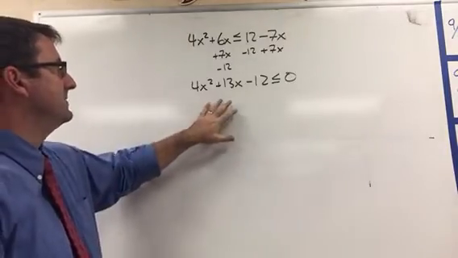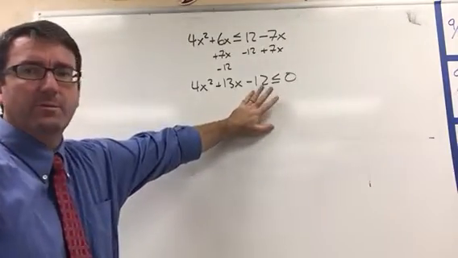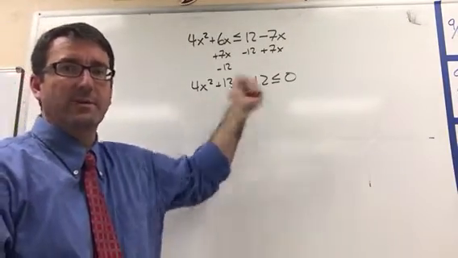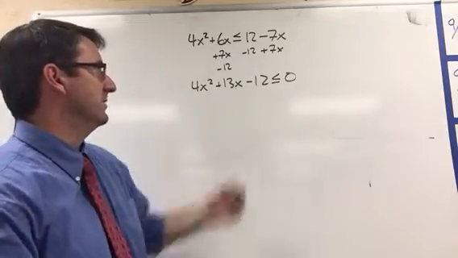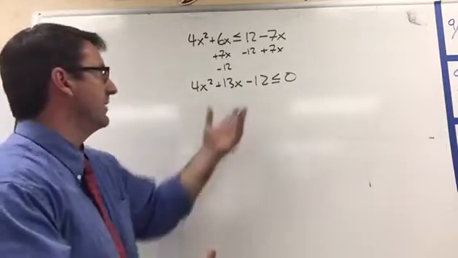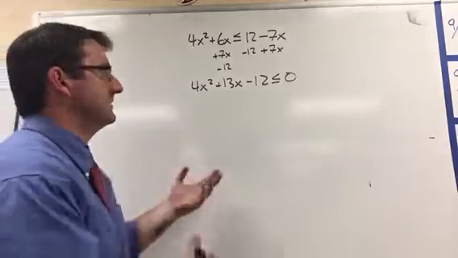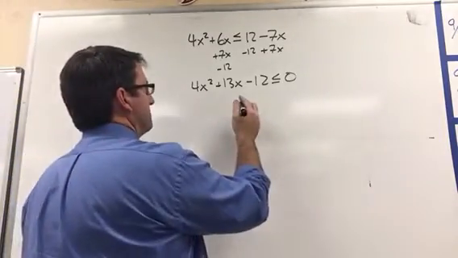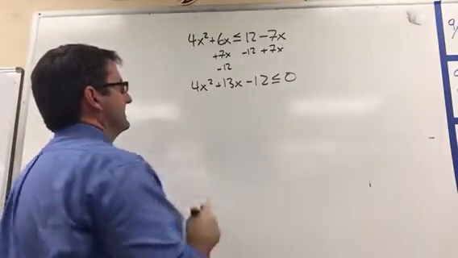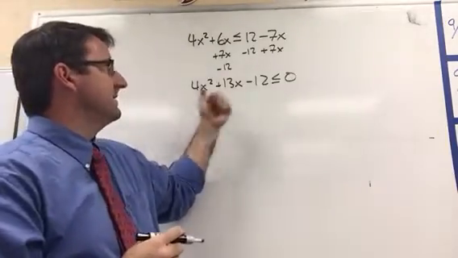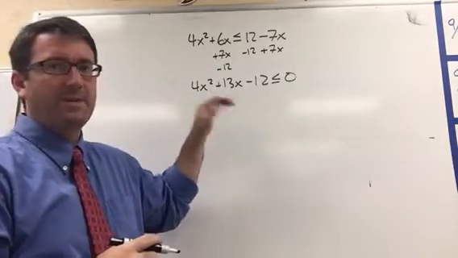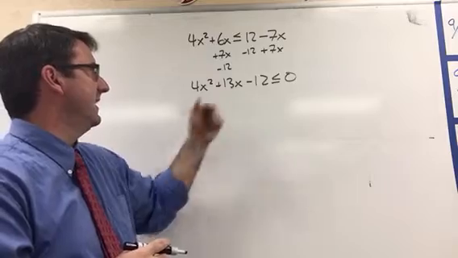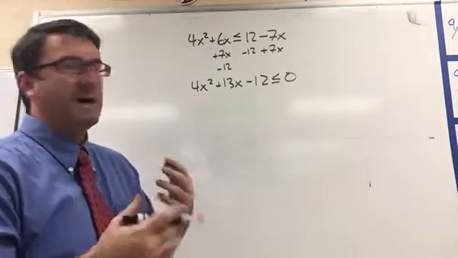All right, so now we want to get where the zeros of this would be if this were equal to 0. If this were an equation, where would the solutions be? And so we need to factor this. To factor this, let's factor it by grouping. Let's split this center term and factor by grouping.